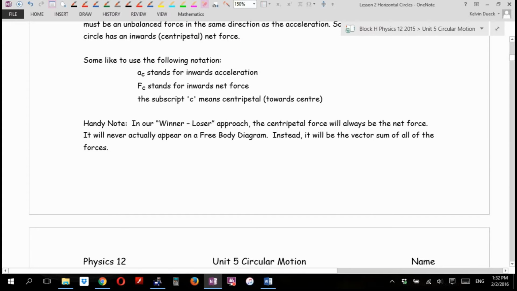Handy, important note. Here's what this means then. In our winner minus loser approach, remember that? The centripetal force FC will not actually appear on the free body diagram, the same way as F net never showed up on the free body diagram. The winners and the losers did, and it was when you combined them that gave you F net.